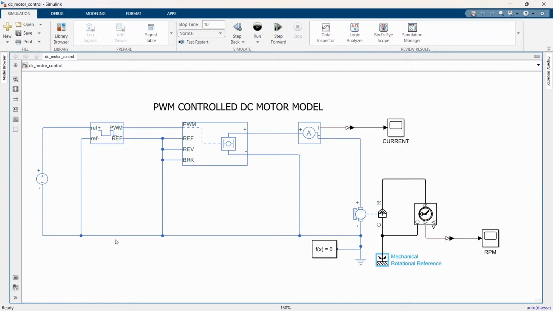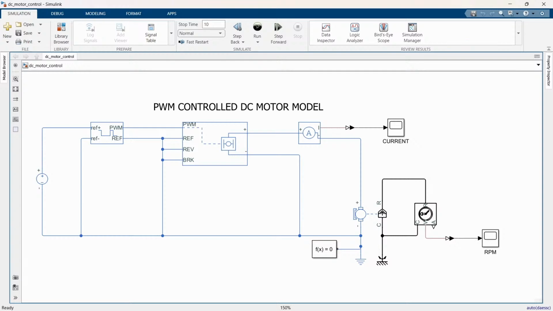So next we have a mechanical rotational reference block. This block is also a kind of reference block that defines a reference point for measuring the rotational motion in our system. Next we have an ideal rotational motion sensor. This block acts as a sensor to measure the rotational motion of the motor shaft. It converts the mechanical motion into a measurable signal, such as the angular velocity or angular position. This information helps us to analyze and control the motor's behavior.